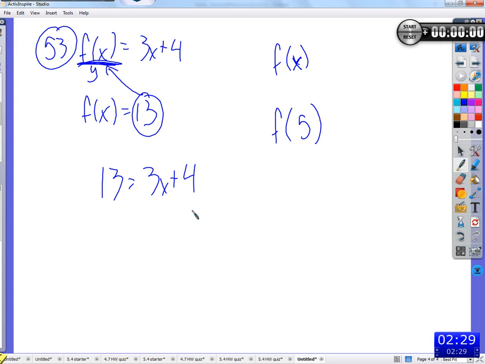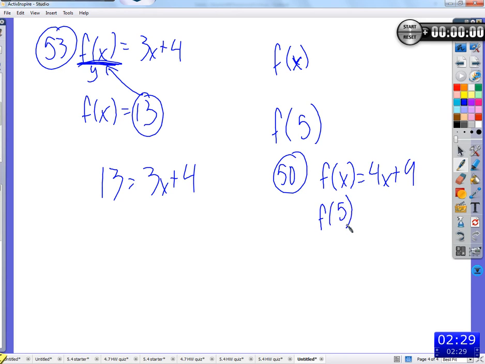Like for 50, f of x equals 4x plus 9. And then, I mean, we would put a 5 there. There's nothing that's happening here mathematically. There's no multiplication or addition or subtraction or division that's happening here. It's just saying the function with the name f is going to get 5 put into it, meaning in for x. So on the other side, we do that.